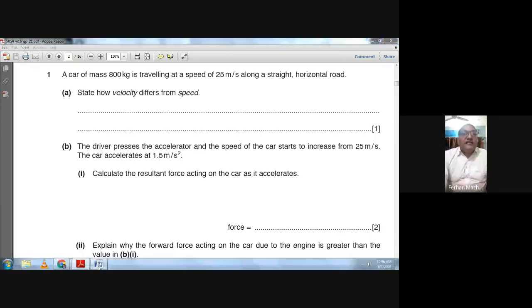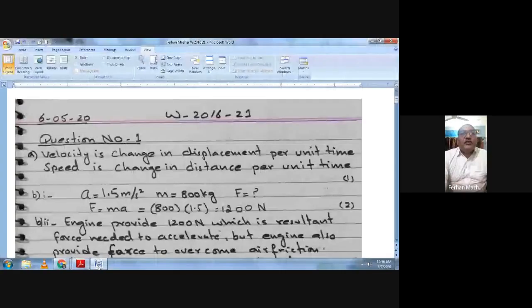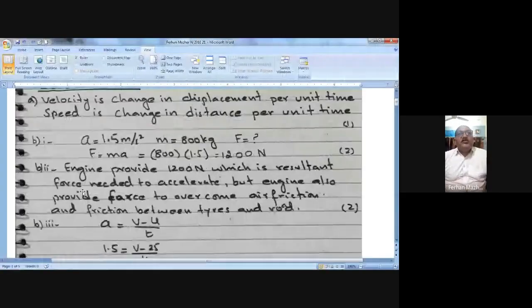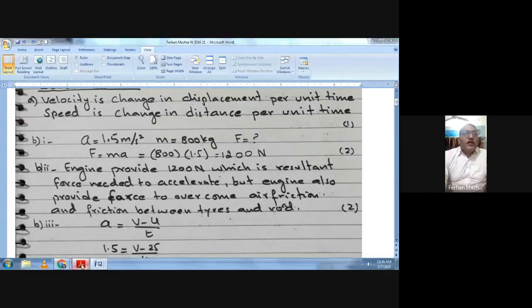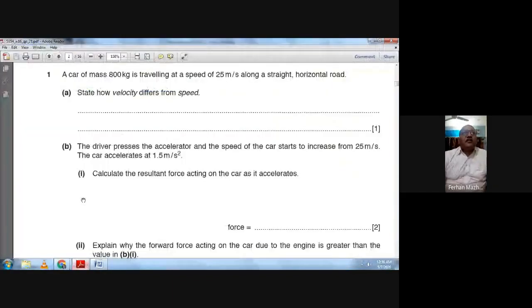I have written this answer. Let me show you. This is question number one, A part on your screen. Velocity is change in displacement per unit time, while speed is change in distance per unit time. So one mark question. Okay. Now we are moving to the next question, B part of the question number one.